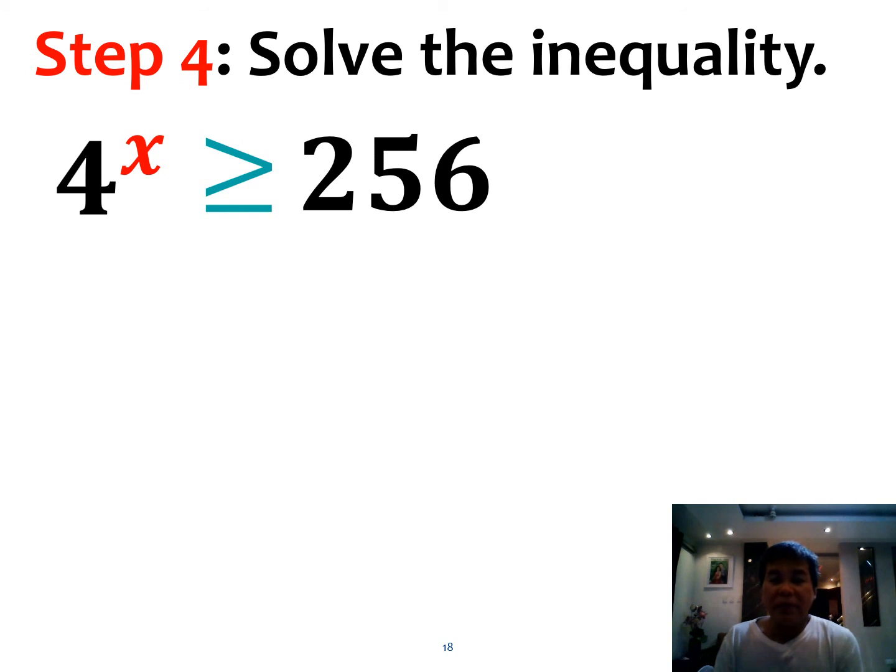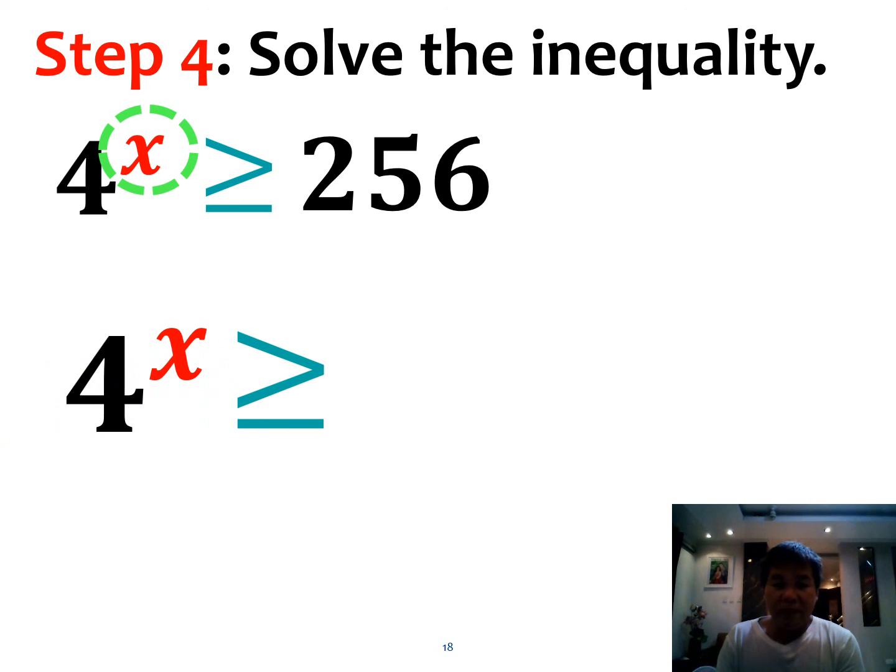Then solve the inequality, because we have already the working inequality, which is 4 raised to x greater than or equal to 256. The procedure is, of course, we have to make the two sides have the same base. The left side, 4 raised to x, the base is 4. So we have to transform 256 to exponential form with a base 4.